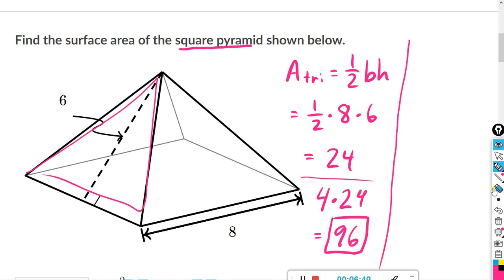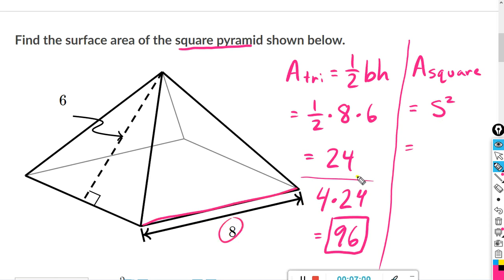All right, and now for this square base, the area of a square is just side times side, or s squared. We see each side of the square is 8, so that's just going to be 8 times 8, or 8 squared, which is 64.